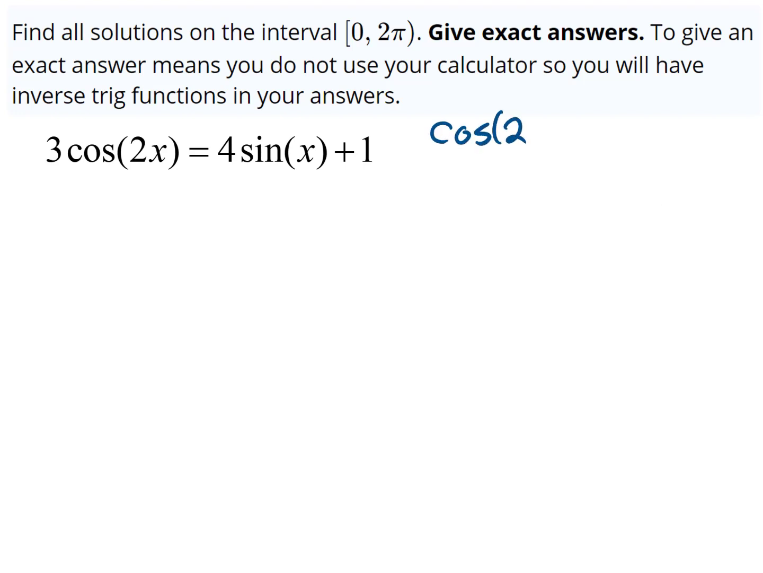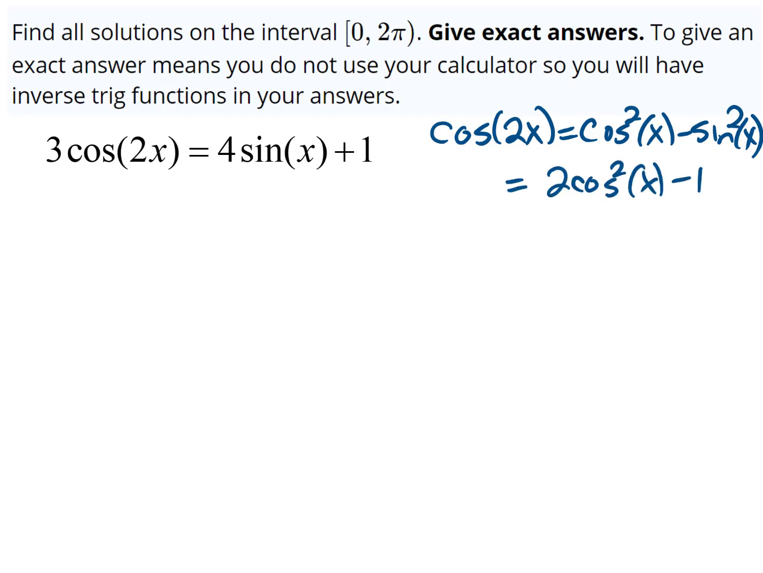I know that cosine 2x equals cosine squared x minus sine squared x, but there's two other versions. There's also 2 cosine squared x minus 1 by just simply replacing the sine squared x with a 1 minus cosine squared x. Similarly, we could replace the cosine squared x with a 1 minus sine squared x and get 1 minus 2 sine squared x. So those are the three versions of the double angle formula.